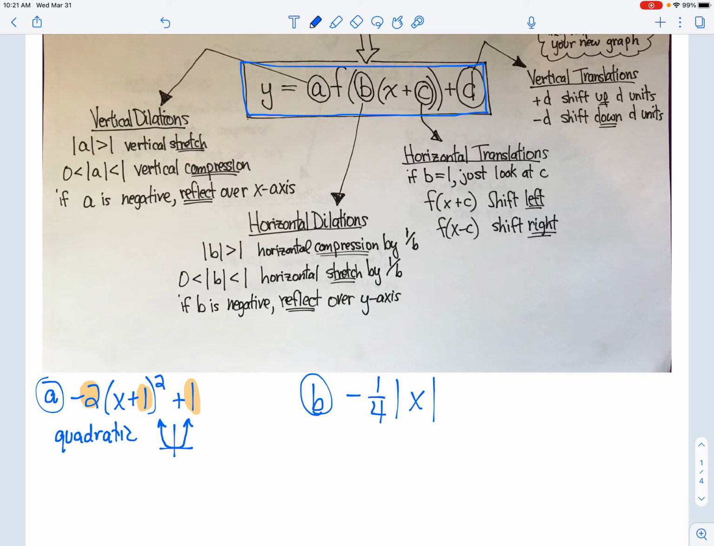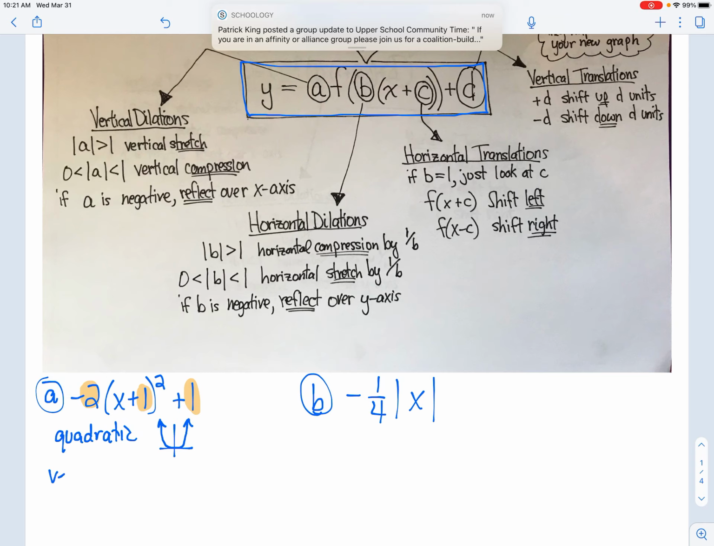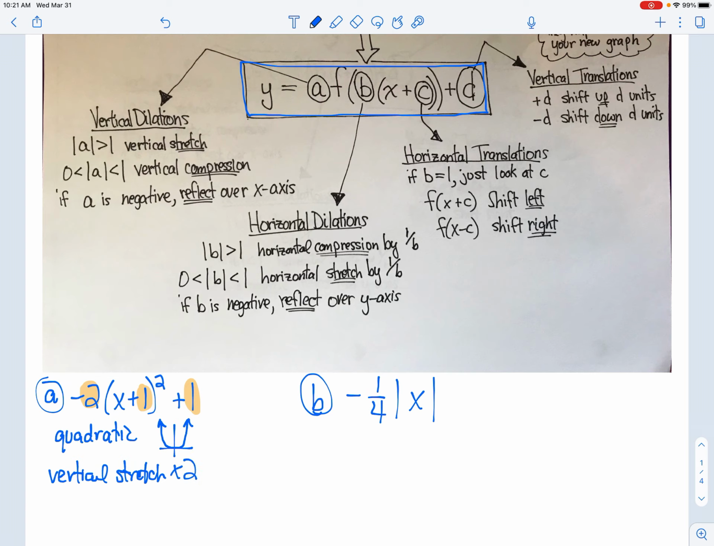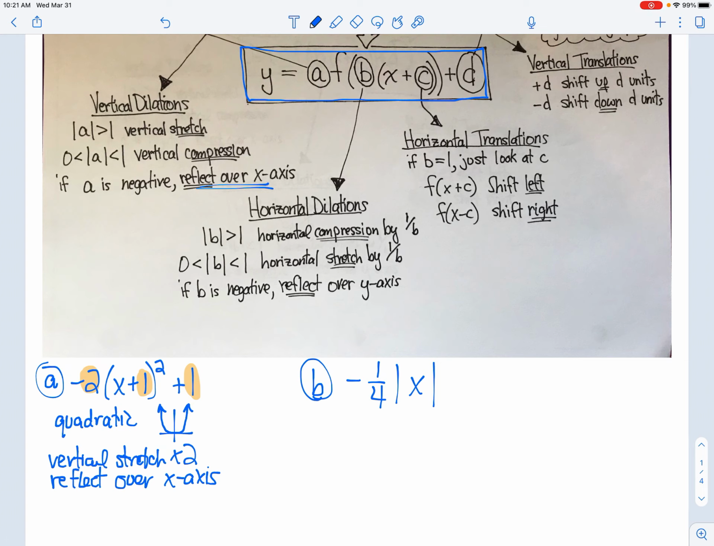So how to interpret that? It's a quadratic. It has been vertically stretched by 2. It also has a negative sign, which means it's a reflection over the x-axis. And then my 2 horizontal and vertical translations are, it will go left 1 and up 1. Now this video is not meant to show you how to graph it.